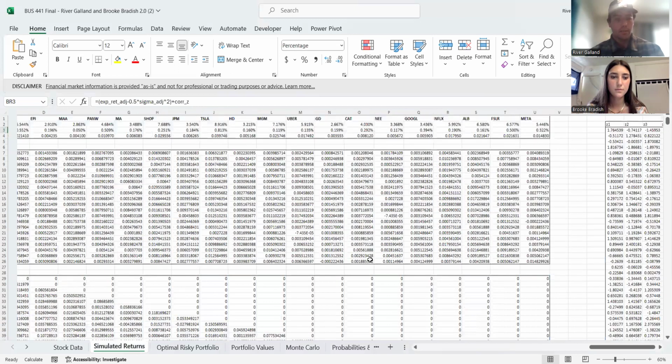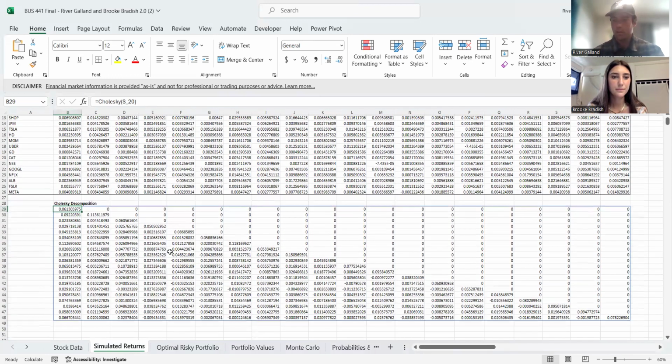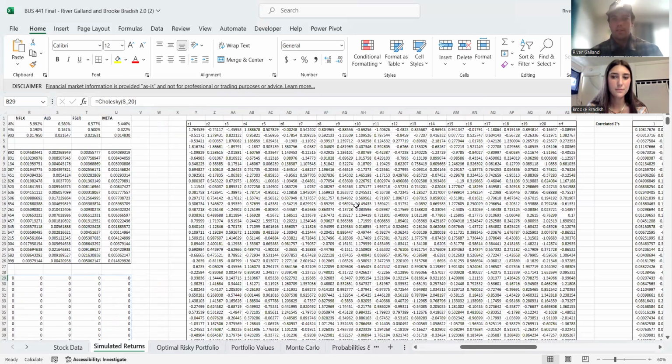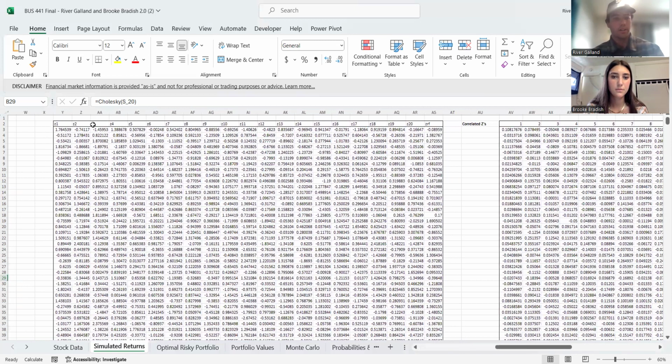Then with the correlation matrix, we use the Cholesky decomposition function to find the lower triangular matrix of the Cholesky of the covariance matrix. And that's essential to find the correlated returns that we use in our stocks.